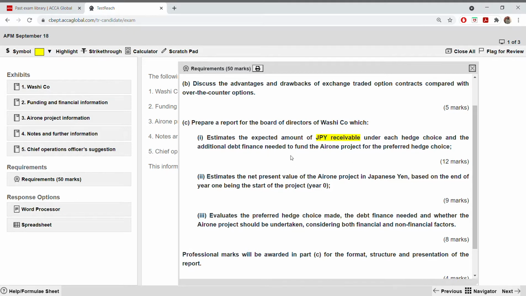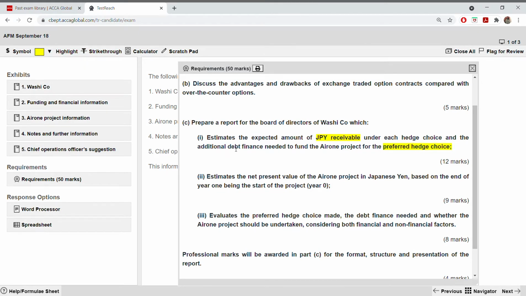Expect the expected amount under, and so the word "additional" means there's a separate requirement: additional debt finance needed to fund the A1 project for the preferred hedge choice. Usually what happens is this, you have to understand.